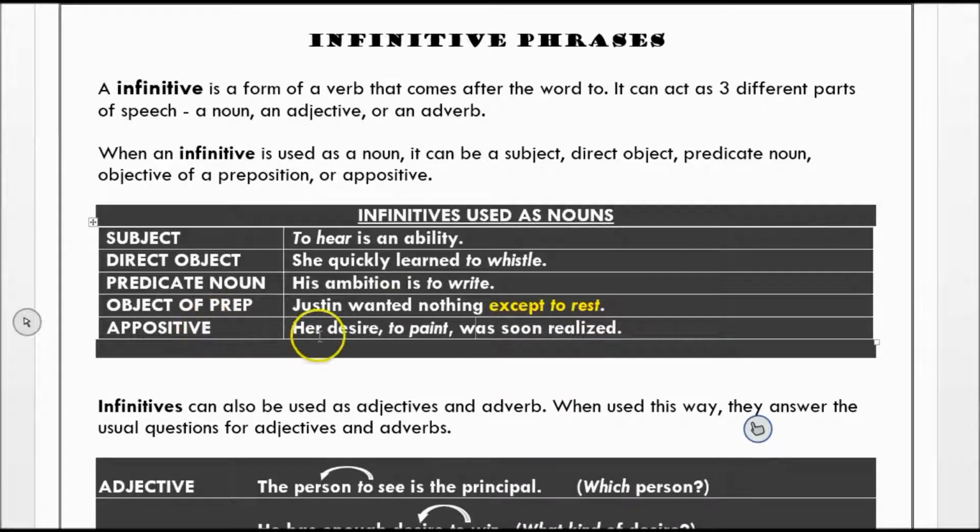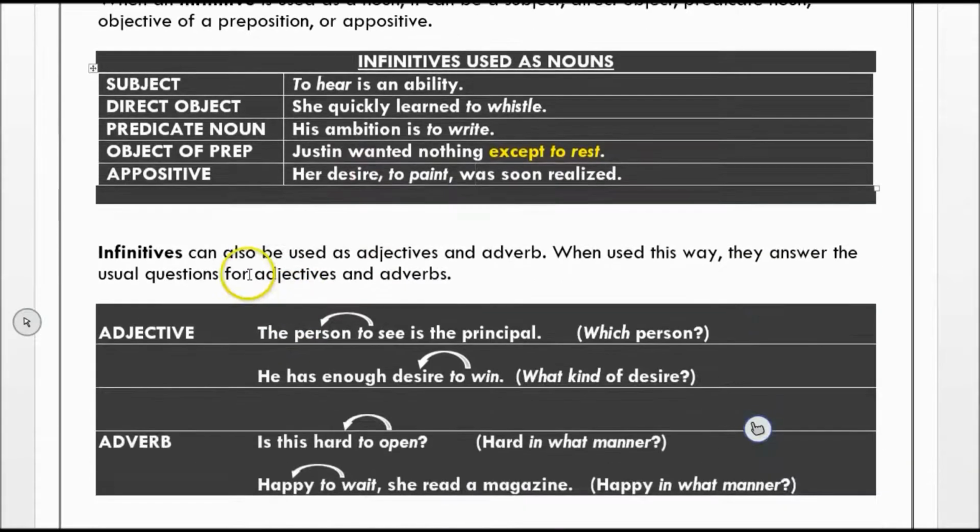And then as an appositive: her desire, comma, to paint, comma, was soon realized. As we know, appositives come between commas in their nouns, and they describe another noun. So here to paint is what her desire is. And so to paint is your infinitive as well, to plus the verb, acting as a noun, telling us about desire. So infinitives can also be used as adjectives and adverbs.